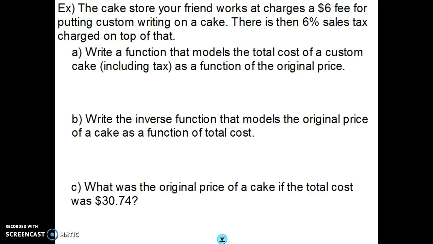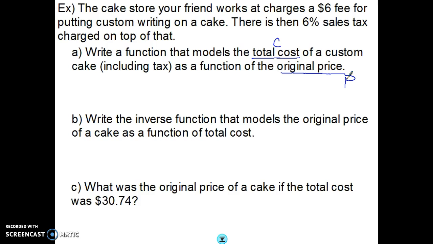In our second example, we're going to have to make up the function ourselves. So the cake store your friend works at charges a $6 fee for putting custom writing on a cake. There is also a 6% sales tax charged on top of that. So we want to write a function, first of all, that models the total cost of a custom cake, including tax, as a function of the original price. Well, let's call total cost C, and let's call the original price P.